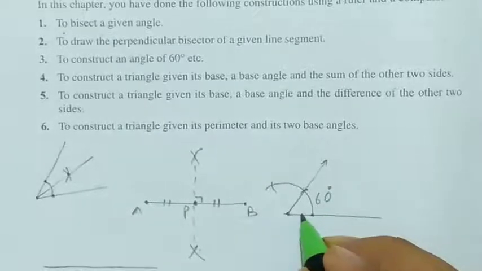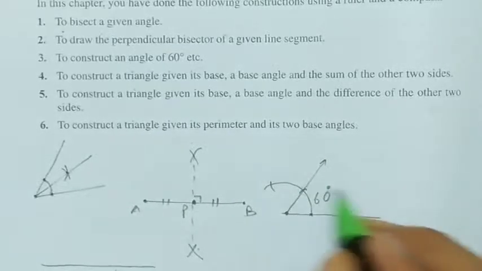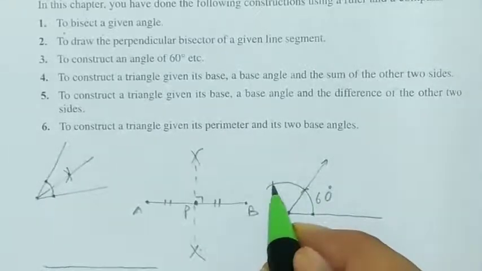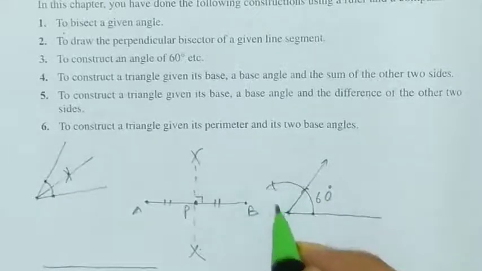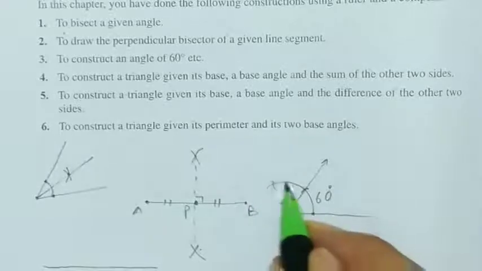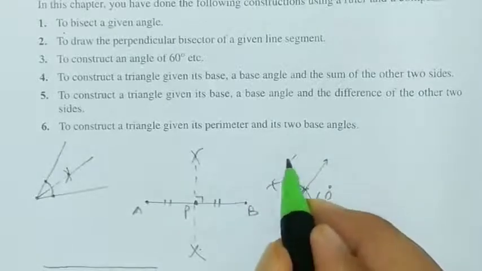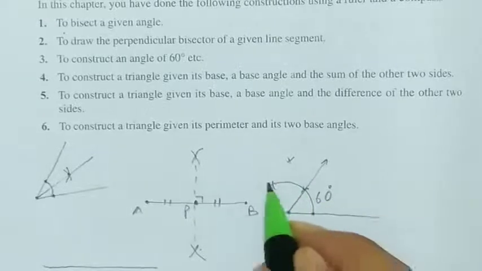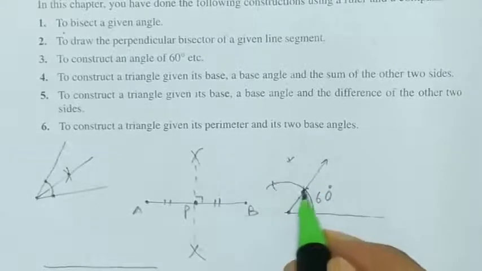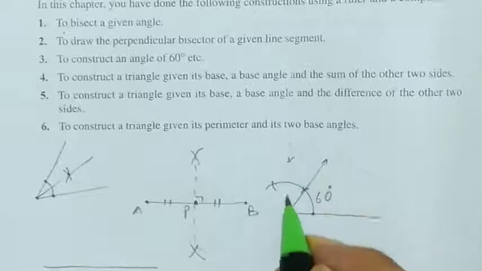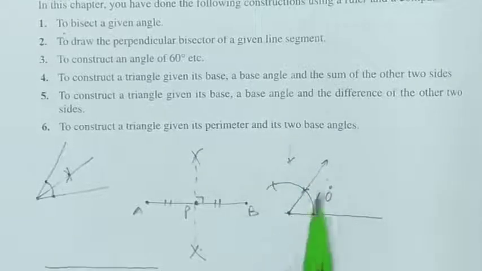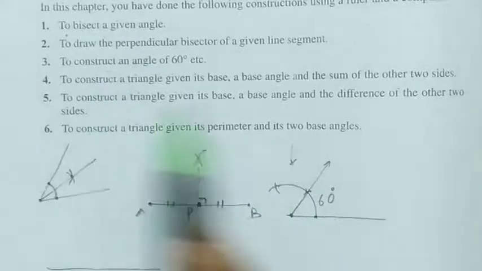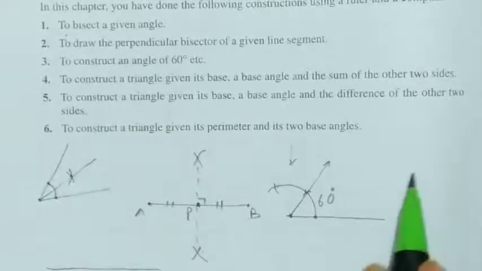If they ask for 30 degree, you can bisect this angle. If they ask for 90 degree, this is 60 and this is 120. If you bisect the angle between 60 and 120, this middle point will be 90 degree. That way you can make any angle using this ruler and compass.